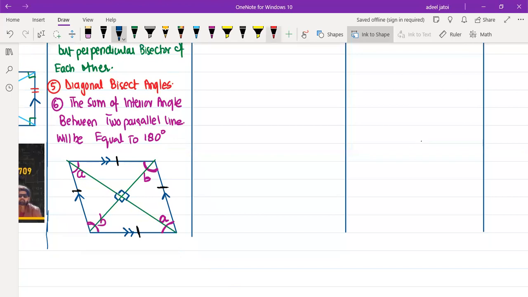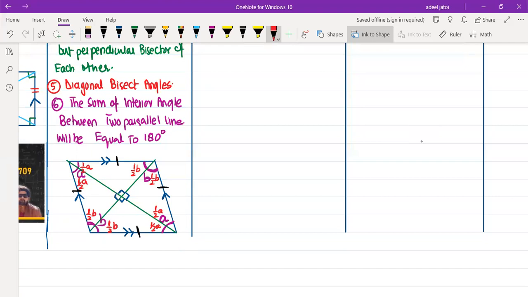Then diagonal bisect the angle as well. That means if this is B, this should be half B, and this should be half B as well. That means B is divided into two equal parts. If this is A, this should be half A, this should be half A. Same as half B, half B. This should be half A and half A.